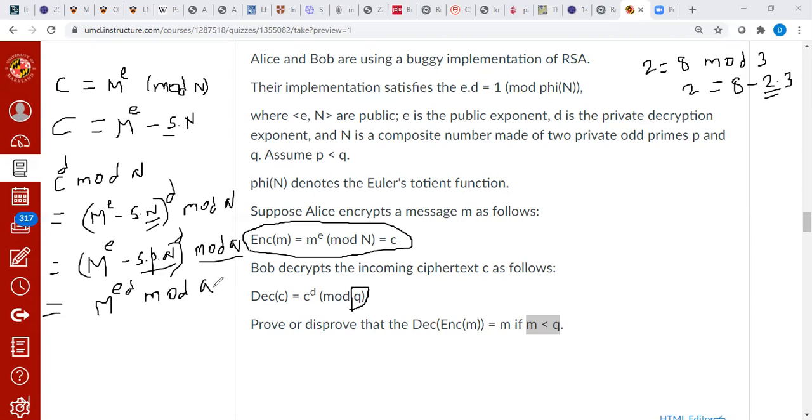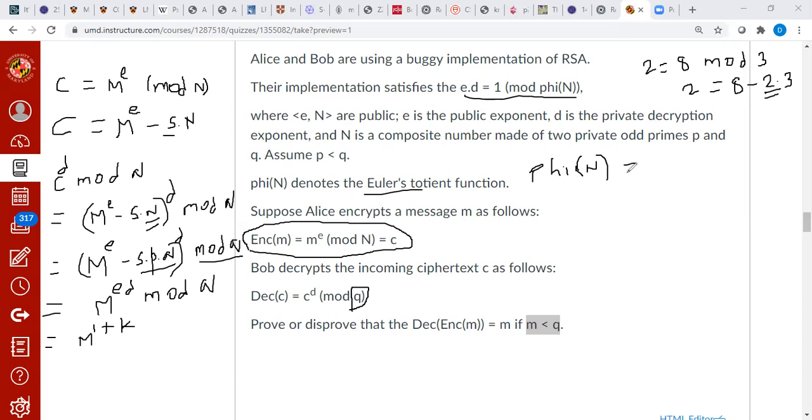Okay, so now we can easily solve this problem. What is E and D? E and D are related by this nice relationship, 1 mod phi of n, which means this is nothing but M to the power of 1 plus some constant, we don't know that constant, let's call it k, times phi of n. What is phi of n? Phi of n is Euler's totient function. So I'll write it here. When n is a composite number, phi of n is easy to find.